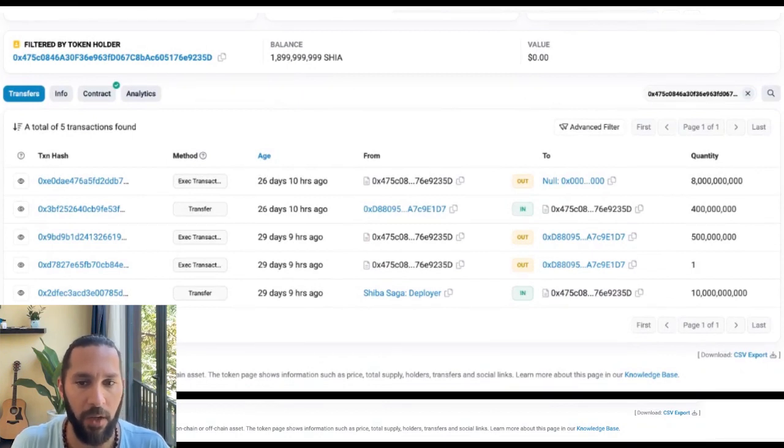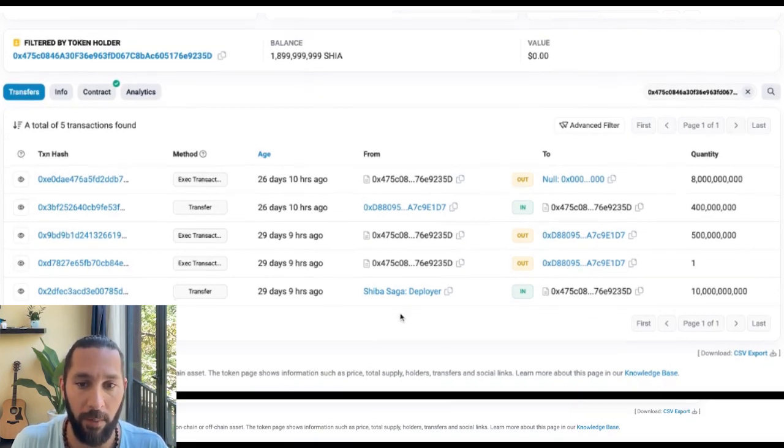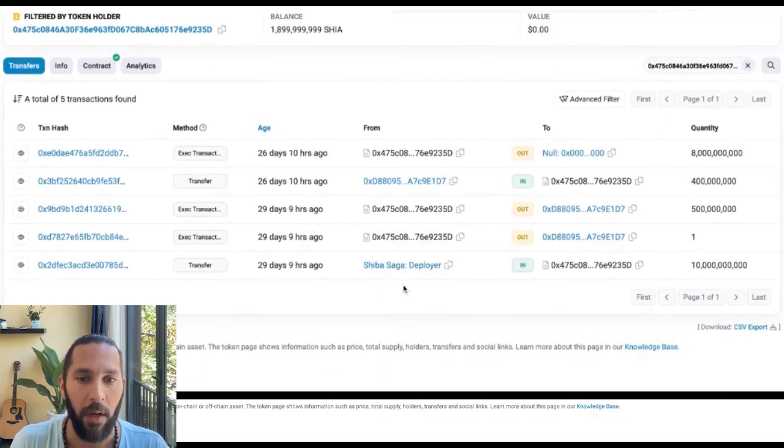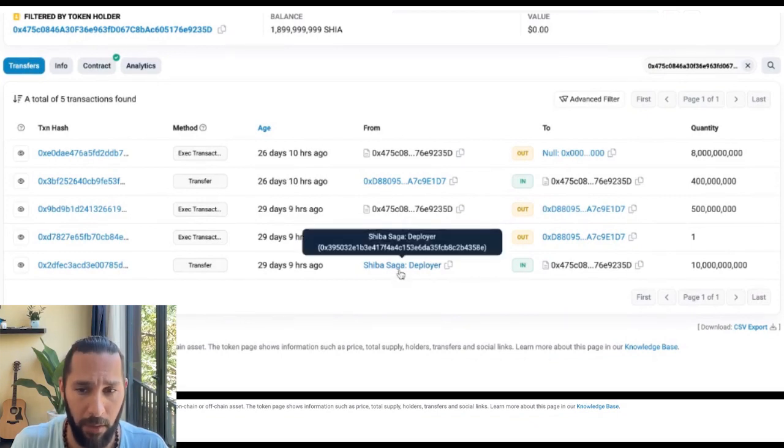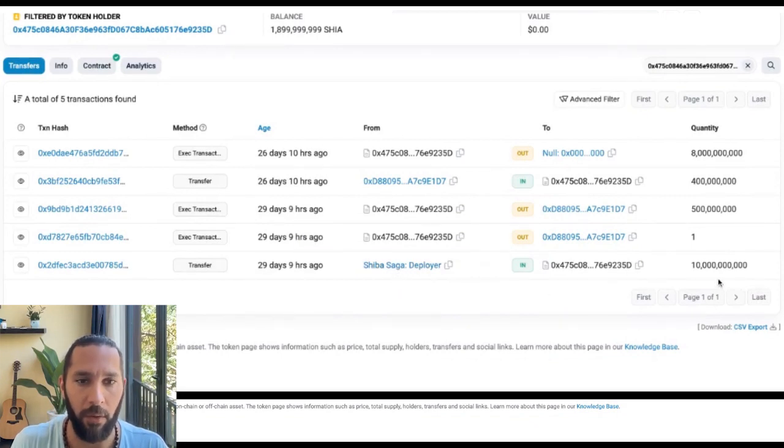And this is a smart contract that received all of the initial tokens after they were minted. So as you can see here, Shiba Saga deployer is the token minting contract address. This is the token contract that minted all 10 billion of the tokens and sent them to this wallet that we're seeing here. Again, this is the custodial wallet that holds 95% of the available Shia balance on the blockchain.